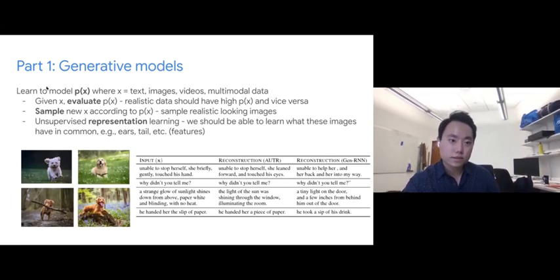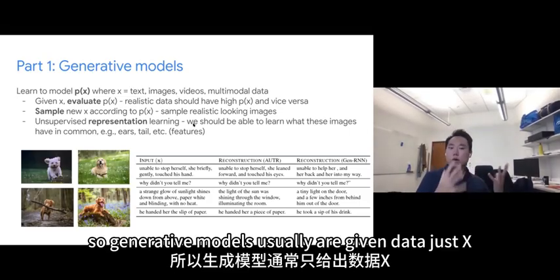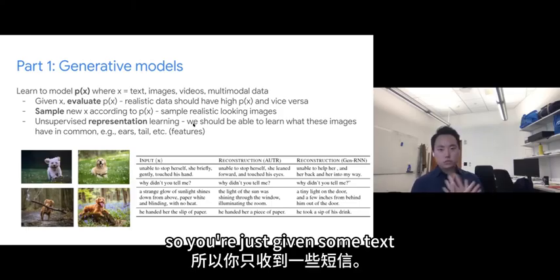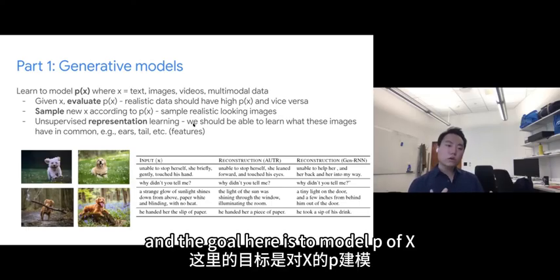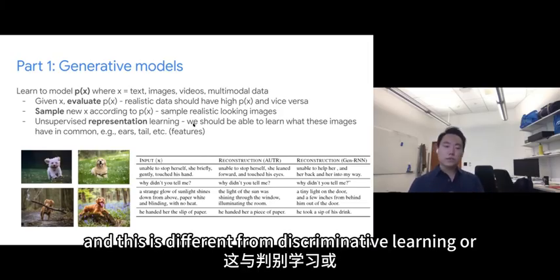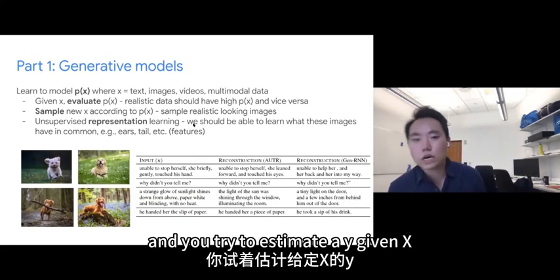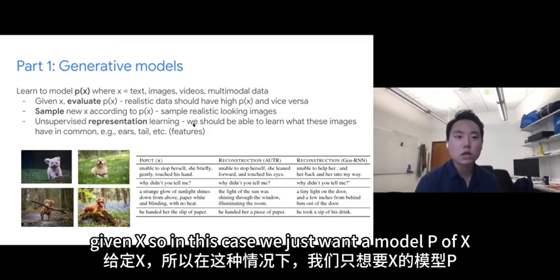So starting off with generative models. Usually you're given data, just X. You're not given labels X and Y. So you're just given some text, some images, videos, or some high-dimensional multimodal data. And the goal here is to model P of X. This is different from discriminative learning or supervised learning, where we're given both data X and labels Y, and you try to estimate Y given X. So that'll be estimating the probability of P of Y given X. In this case, we just want to model P of X.